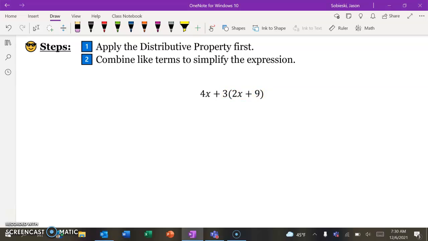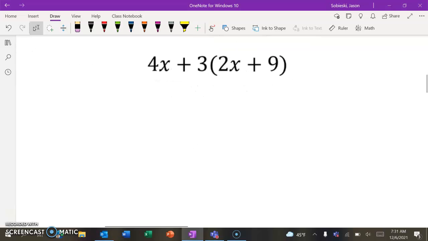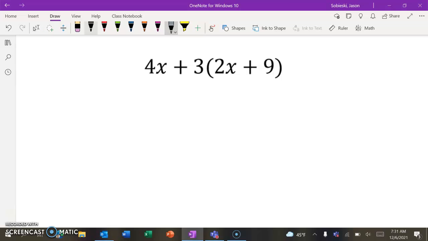So like in this problem, we do have it. We need to take care of that first. And then once we apply the distributive property, then we're going to go and combine our like terms using our highlighters and all of those things. So let's just zoom into our first example. You could even cross out 4x, since we're not going to apply that right now, we're just going to take care of the distributive property.